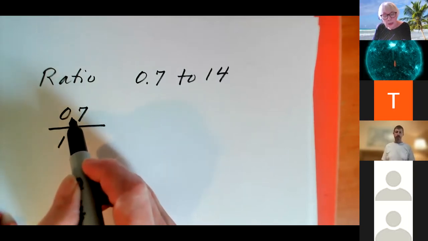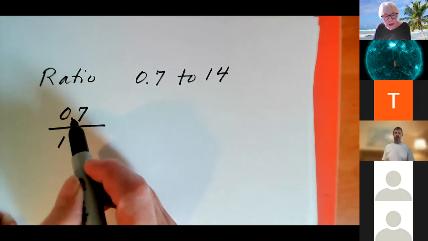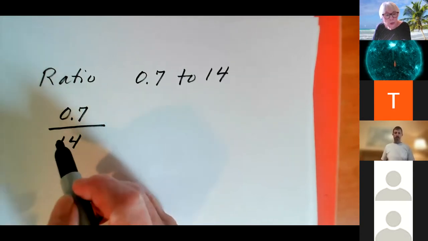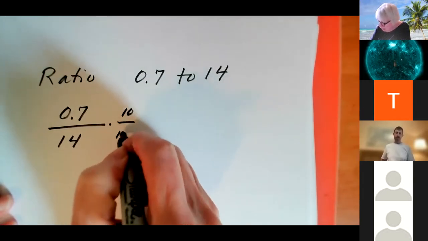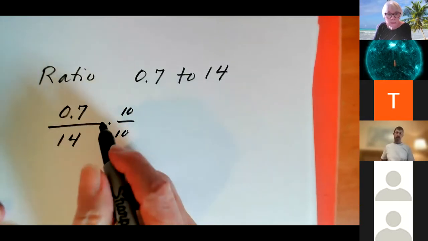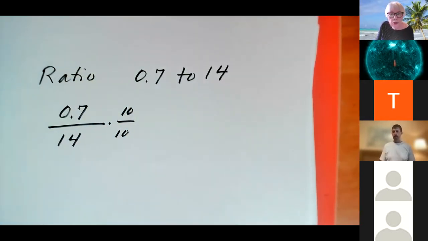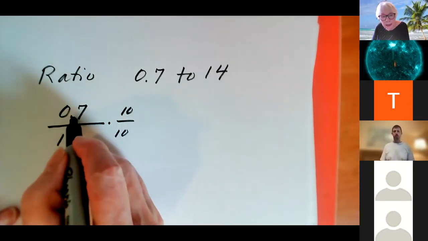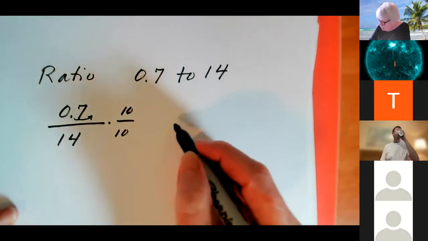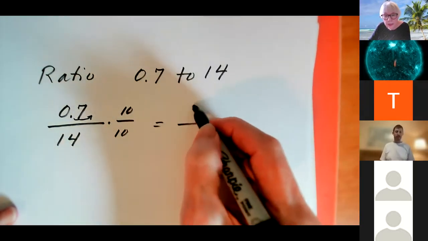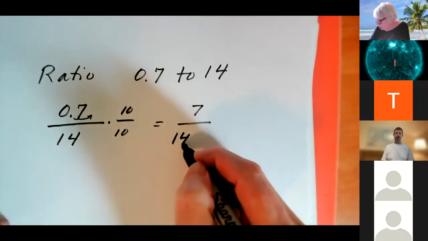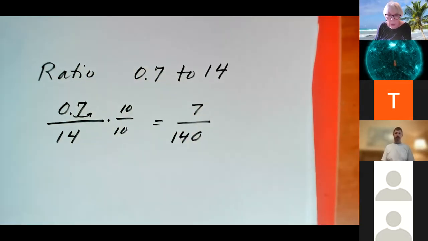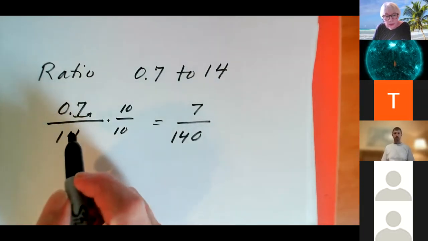Now this amounts to multiplying, because you're making 0.7 into 7. And so you're multiplying by 10. So if you multiply this one by 10, you have to multiply this one by 10. What that amounts to is, when you multiply by 10, it's a decimal shift. And so the numerator becomes 7. When you multiply 14 by 10, this becomes 140. So that's the trick. That's what we're trying to do.